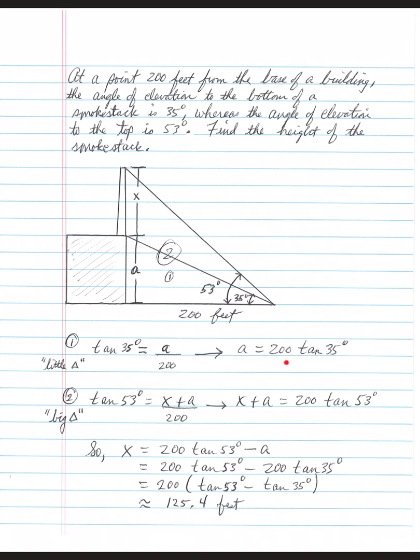We've solved for a up here. That can be replaced with 200 tan 35. If you use your calculator, you don't have to do this third step. I just put that in there for extra measure, but you can actually just enter this into your calculator and get 125.4 feet. So solved for x, that's the height of the smokestack alone.